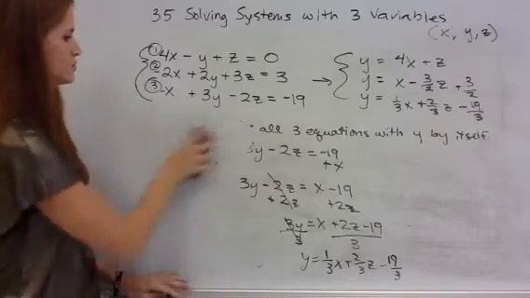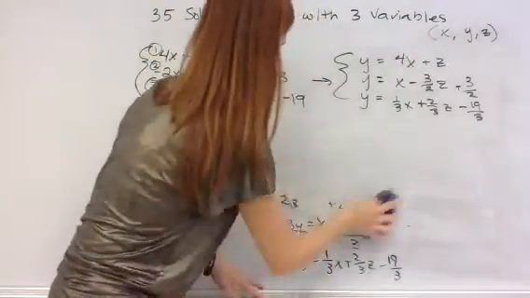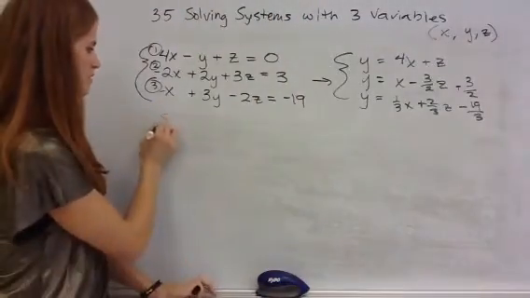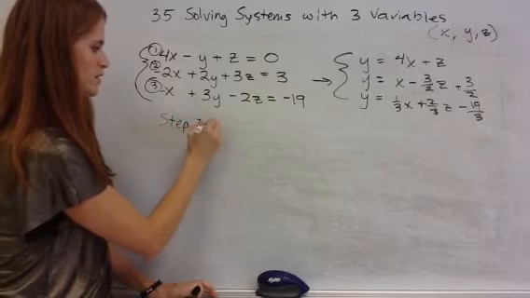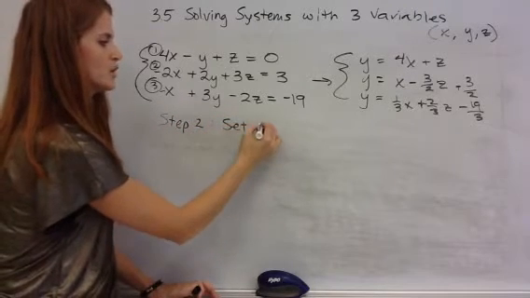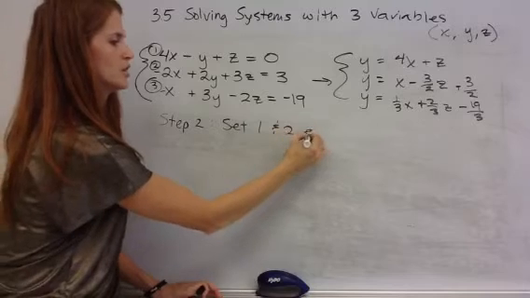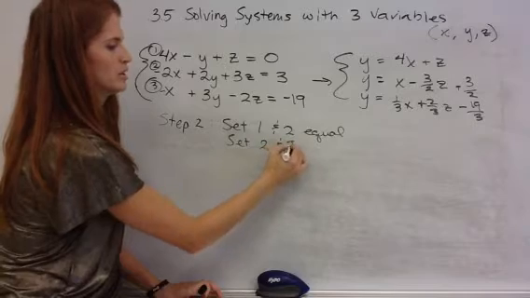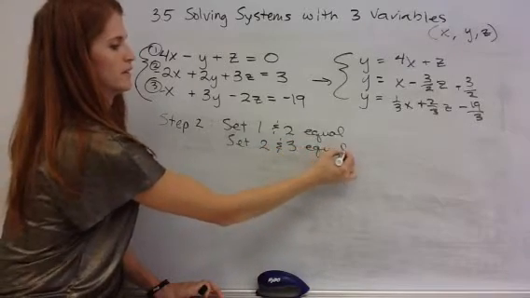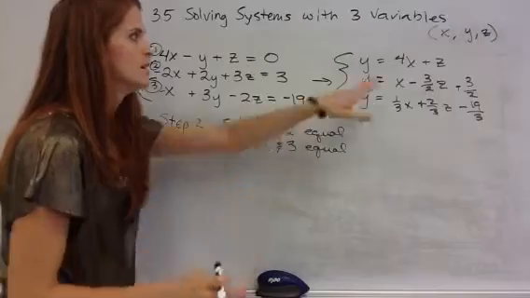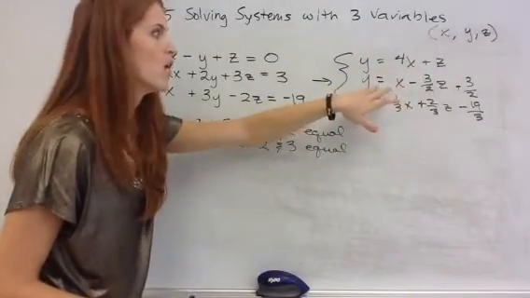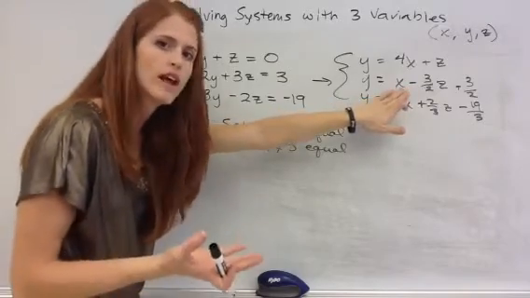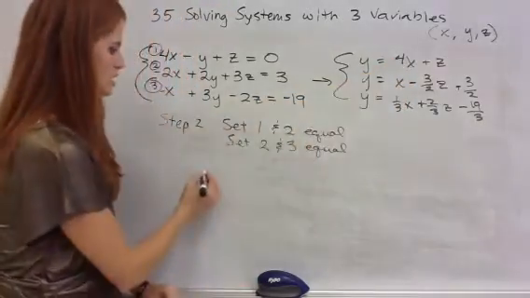Now we're on step 2, to set equations 1 and 2 equal to each other. Then we're going to do the same thing for equation 2 and 3. Now let's see if it makes sense. Y now equals this. Y also equals that. So should this and that now be equal? Well, yeah. So we're going to set these two things equal.